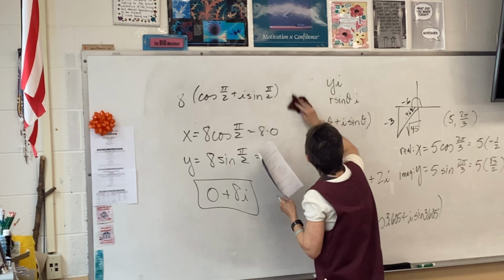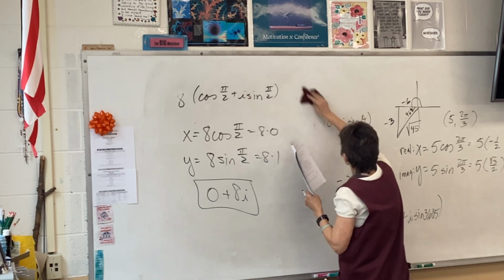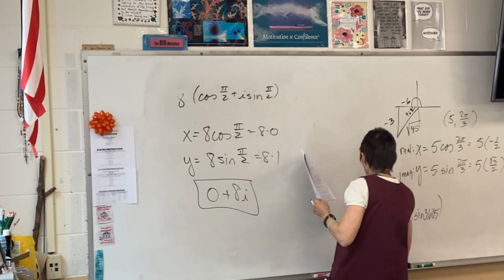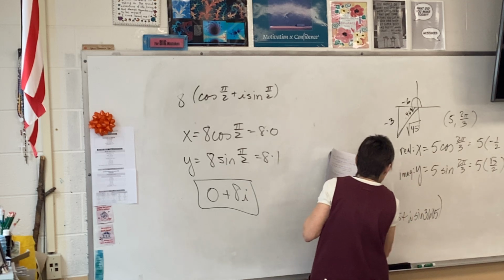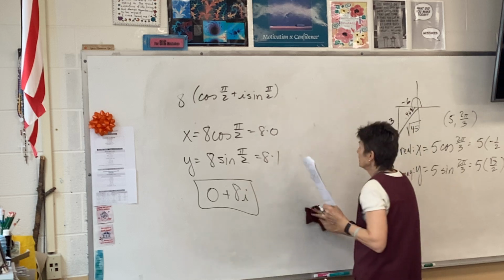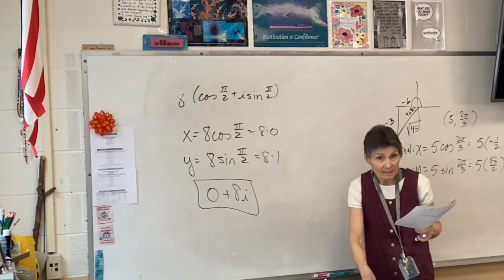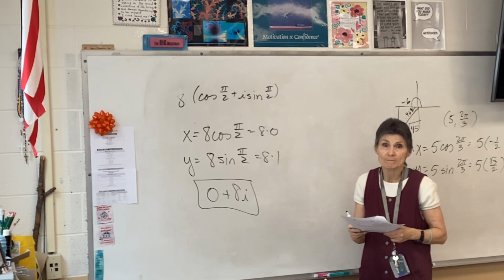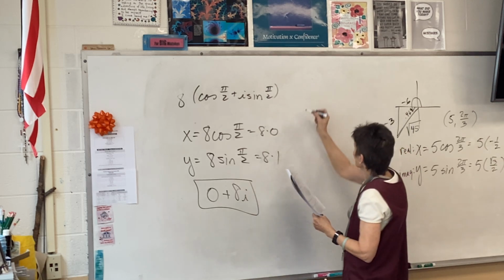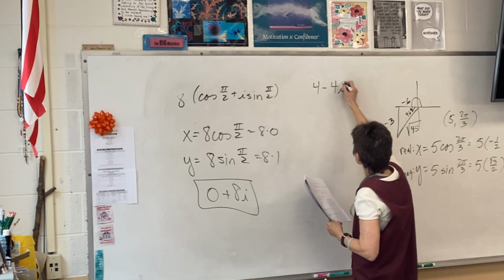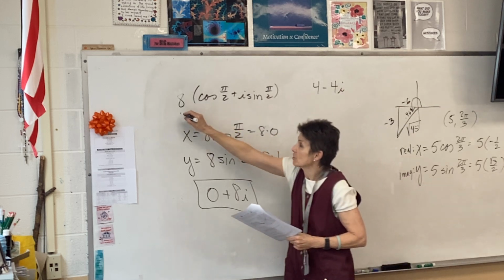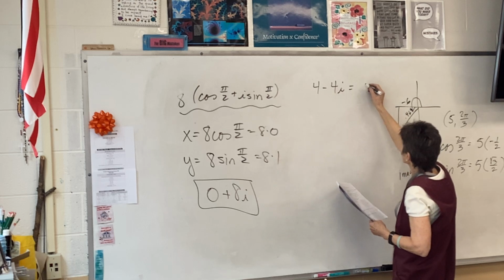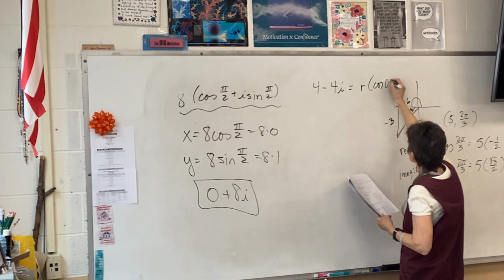And last one for the day. Backwards of what we just did. We're going to take a number that is already in what we call complex or rectangular or Cartesian form, standard form, 4 minus 4i. And we're going to change it so that it looks like this. In other words, we're going to have an r and a theta.